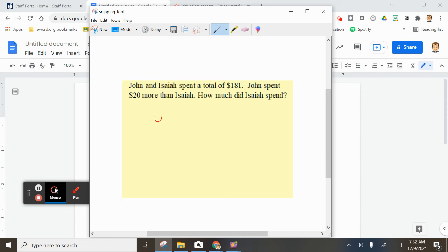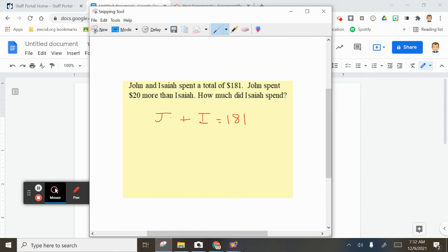All right. John plus Isaiah, right, equals 181. I'm going to go back to my paper in a second. This is too hard to do with my mouse. But you got this part here. All right, let's go back to the paper here.